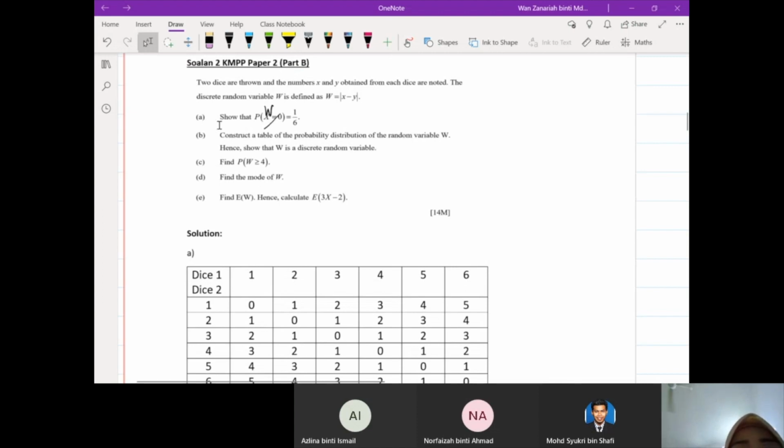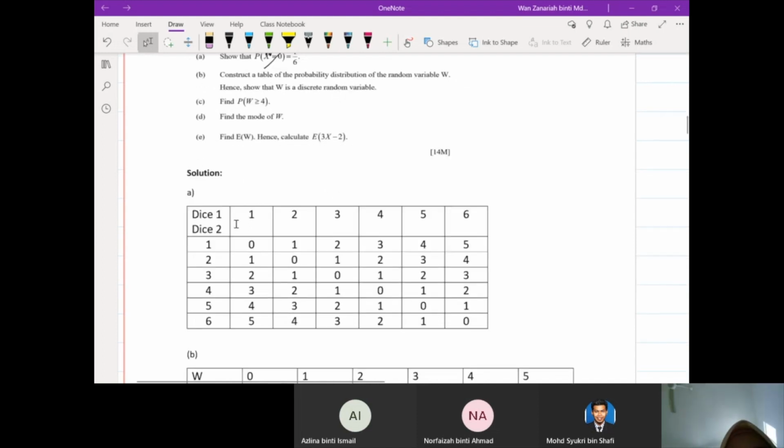For question A, show that the probability of W is equal to 1 over 6. We have to show that when W equals 0, meaning, what is W just now? The difference between 2 dice. So, kita kena carilah the difference of 2 dice yang dapat kosong.